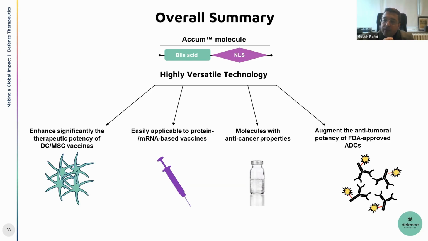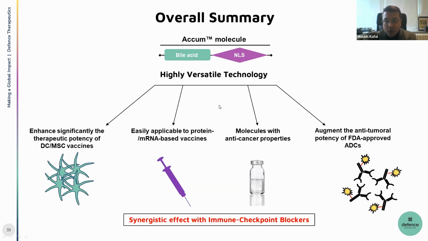But we also have shown that we can play with the molecule to drive the development of novel small molecules with anti-cancer properties, which is really what's driving what they now call precision medicine 2.0, which is the development of small molecules that have better therapeutic effect on cancer cells. Of course, any of these technologies are highly synergistic with immune checkpoint blockers.